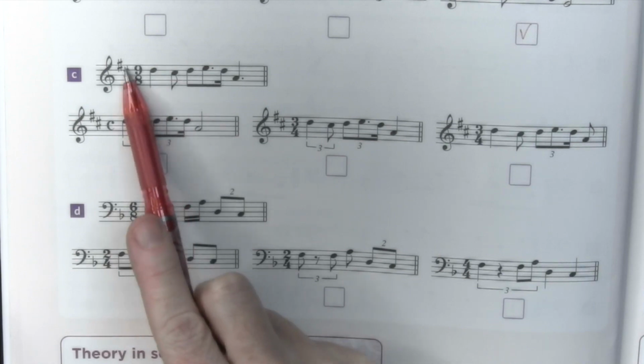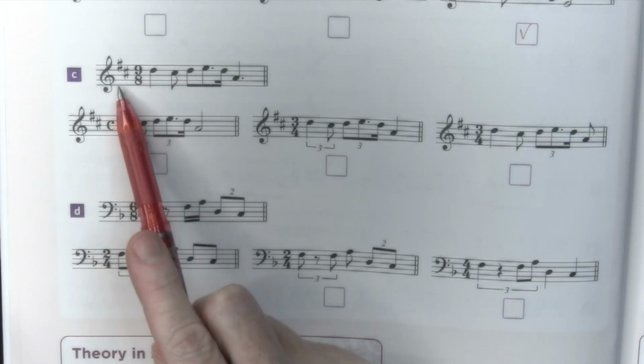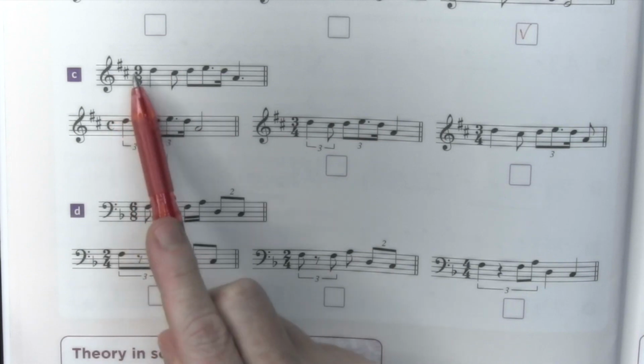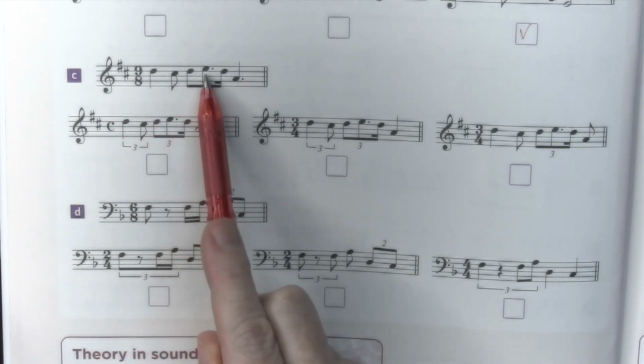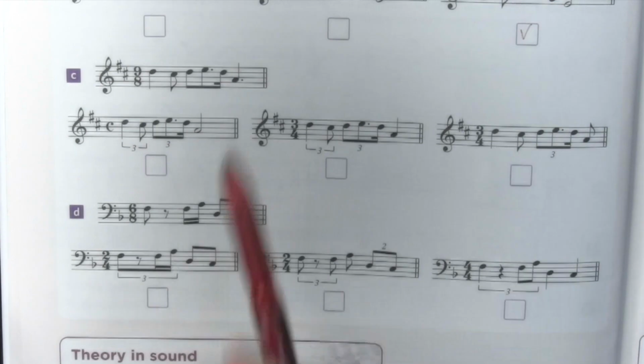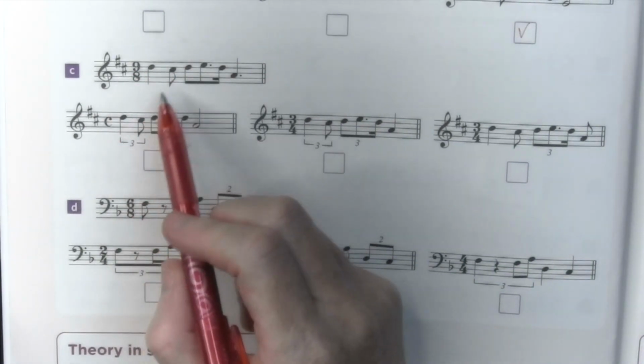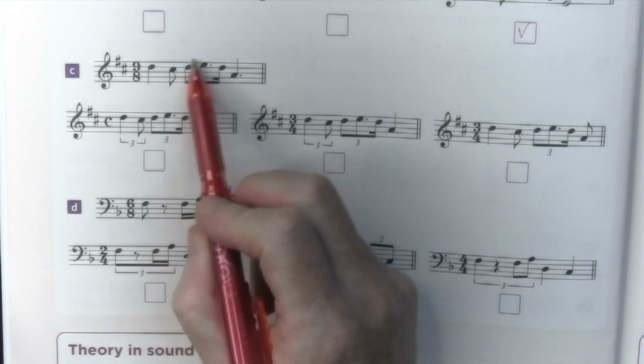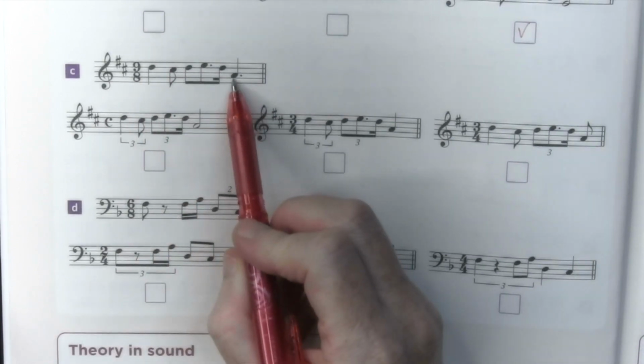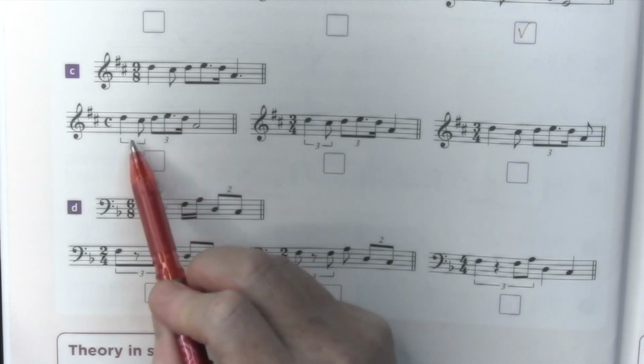9/8 means 3 movements of 3 quavers each. So 1 and, 2 and, 3 and. Now, each "and" becomes always a triplet. So we need to see 1 triplet, 2 triplets, and 1 simple crochet.